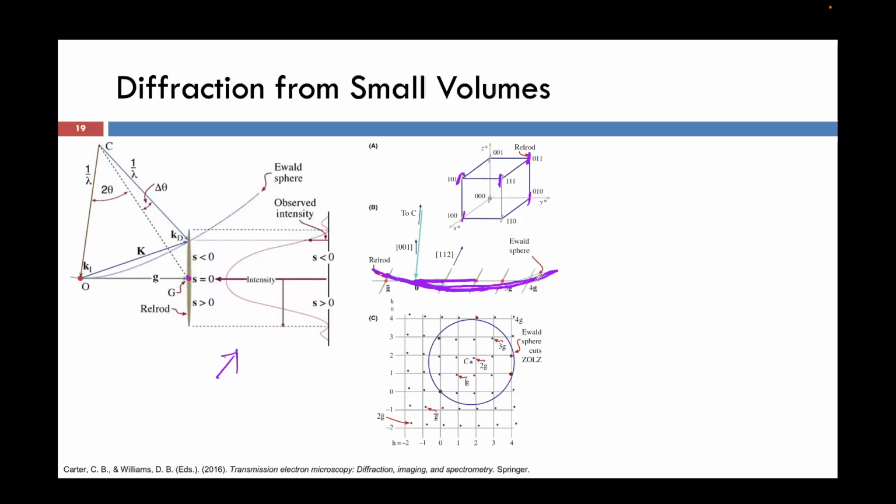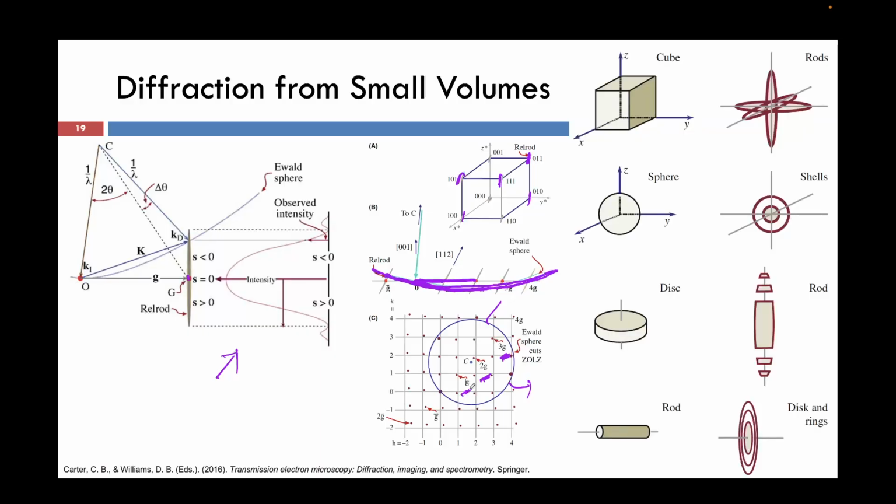Okay, and this is the Ewald sphere, and these are the diffraction spots, and only Z, 2G, 3G will be the considered zero order Laue zone. So zero order Laue zone means the first layer at which the surface of the Ewald sphere cuts the reciprocal lattice.